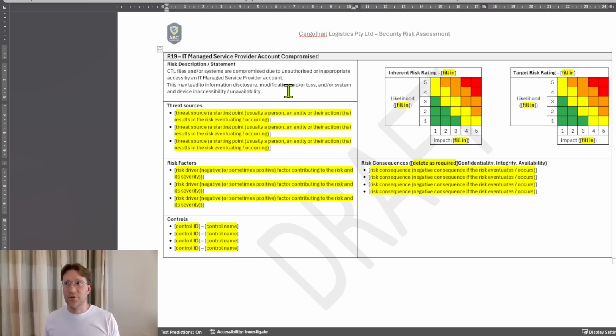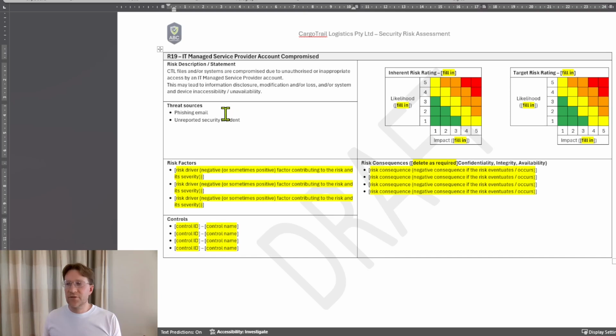This would then let them do whatever they wanted within CTL systems. For threat sources, we could have, as I was saying, a phishing email. This could be used to compromise the account at the managed service provider. This could also then be used by that compromised account to compromise someone at CTL. We could also have a different type of security incident not reported at the managed service provider, and then this leads to greater consequences for CTL.